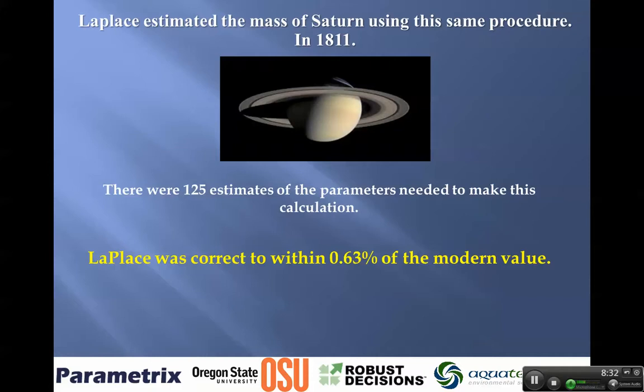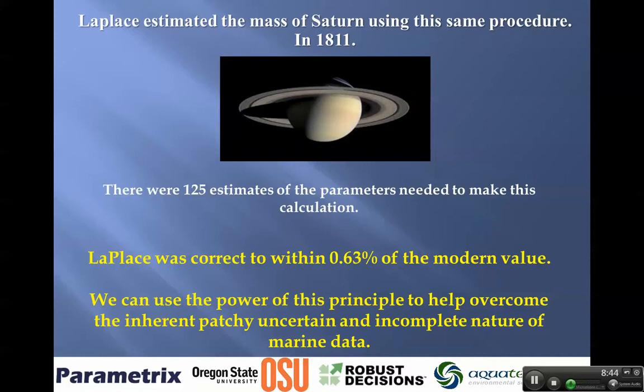So this isn't just about making some vague guesses about pool balls. This is a method that can be used with quite a lot of precision and with uncertainties that go along with it. So we can use the power of this basic principle to help overcome the inherently patchy, uncertain, and incomplete nature of marine or other types of data, to help us make decisions in the face of uncertainty.